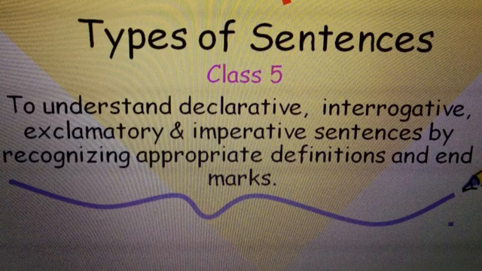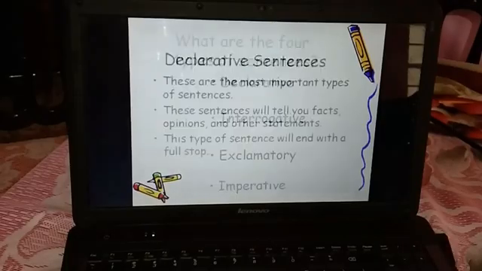So, what are the four types of sentences? The four types of sentences are declarative sentence, interrogative sentence, exclamatory sentence, and imperative sentence. So, we will see the definitions and examples one by one.